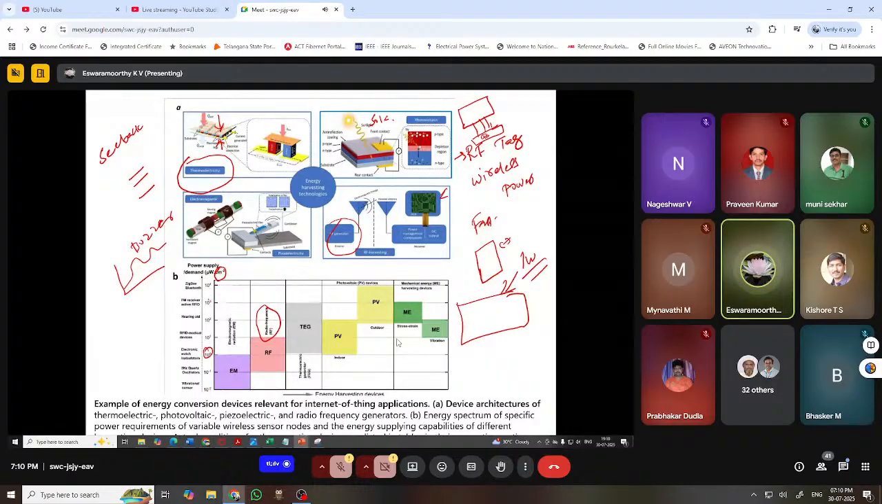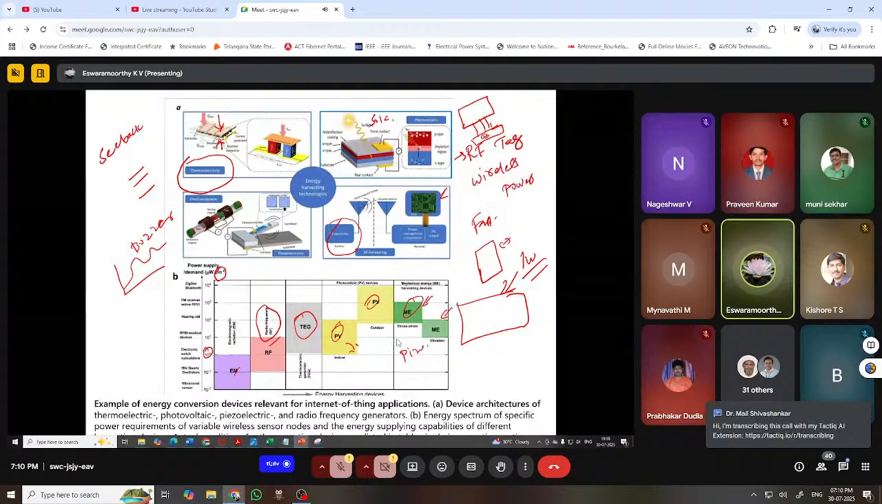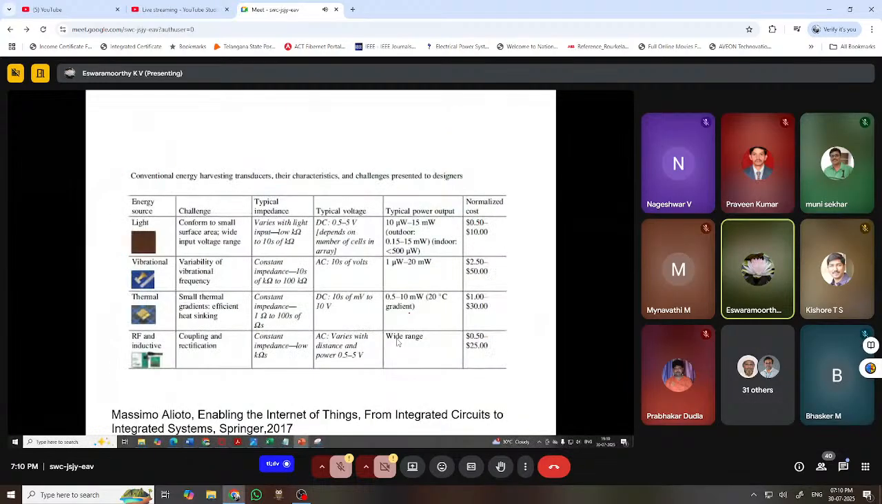Thermoelectric is around 10 to the power 3 microwatt per square centimeter. PV indoor is around 10 to the power 2, and outdoor is around 10 to the power 4 microwatt per square centimeter. This is stress, strain and vibration, which is piezoelectric. It depends upon the source. So this is electromagnetic, this is RF, this is thermoelectric, this is photovoltaic, and this is mechanical, which is common to piezoelectric.